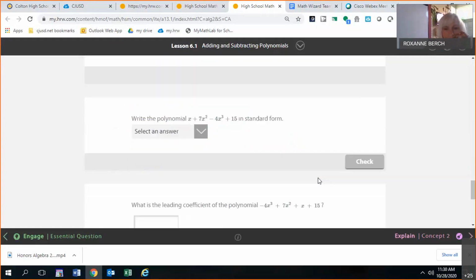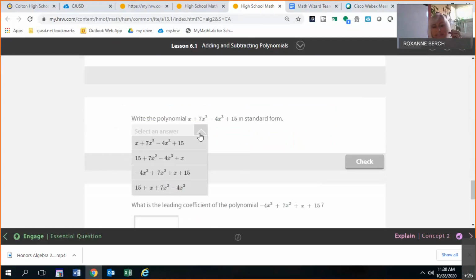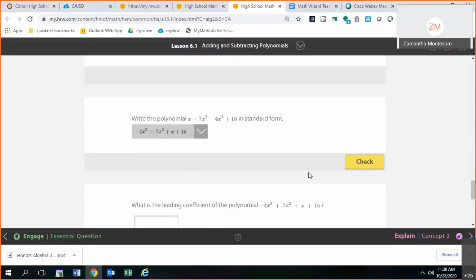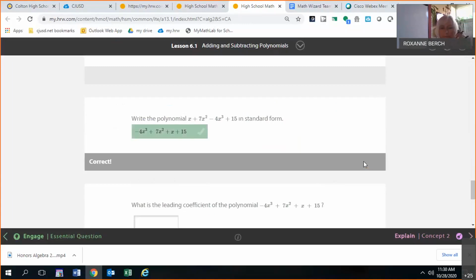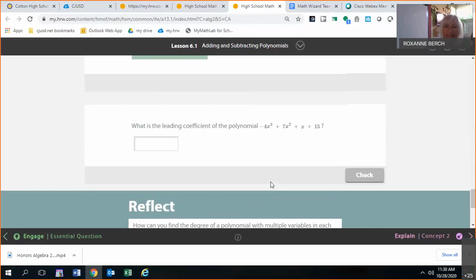All right. So if we want to write this polynomial in standard form, what would we write? We have to select an answer. Do you think it's A, B, C, or D? C. All right, let's check it out. You're right. And finally, what is the leading coefficient?